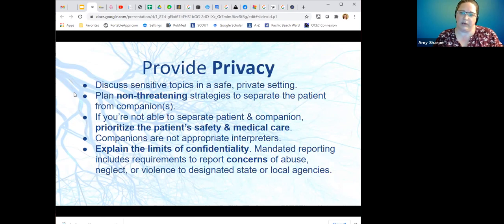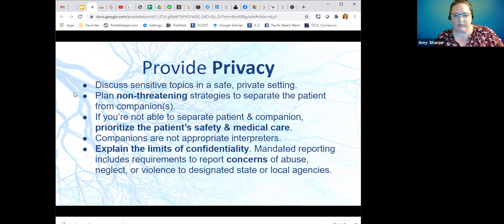It's important to plan ahead non-threatening strategies that help separate the patient from the companions that they may have come in with, and never use a companion as an interpreter, because they might be involved in the exploitation or complicit with it. But if you can't separate them, which happens, it's important to prioritize the patient's safety. Don't push the issue, and make sure they get the medical care that they're there for.